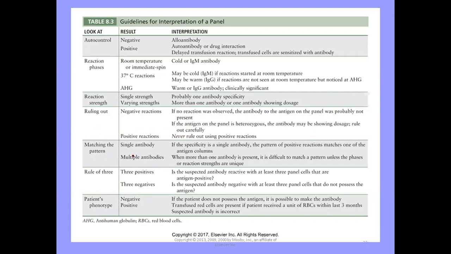We'll be doing some examples of multiple antibodies in the future. When there is more than one, it can be tricky, and we can tell maybe if there are different reactions at different phases or different reaction strengths. Rule of 3 says we have to have 3 antigen positive cells react with my patient and 3 antigen negative cells that don't react. And then phenotyping our patient's red cells, we expect them to lack the antigen that corresponds to their own antibody.